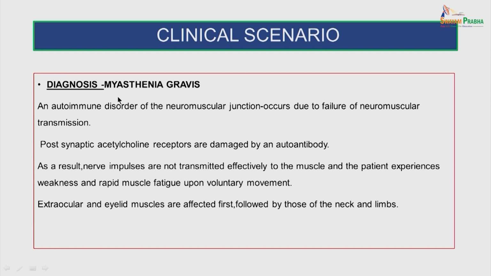So, this is the diagnosis for the clinical scenario which was given earlier. It's myasthenia gravis. It's an autoimmune disorder of the neuromuscular junction and occurs due to the failure of neuromuscular transmission. Postsynaptic acetylcholine receptors are damaged by an autoantibody. As a result, nerve impulses are not transmitted effectively to the muscle, and the patient experiences weakness and rapid muscle fatigue upon voluntary movement. Extraocular and eyelid muscles are affected first, followed by those of the neck and limbs.